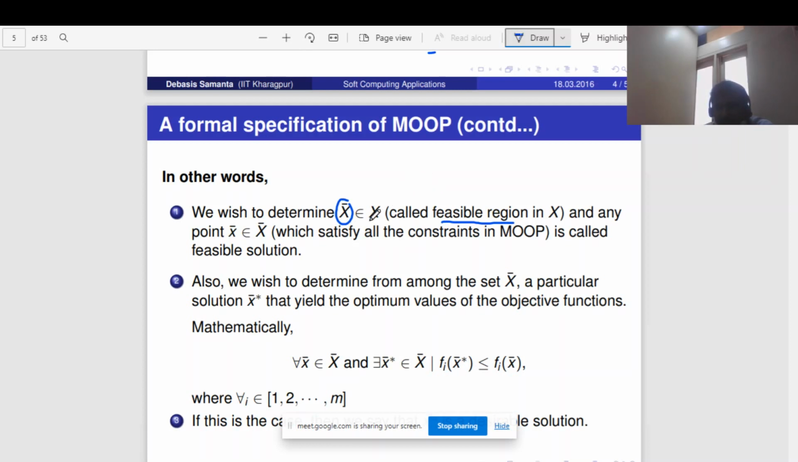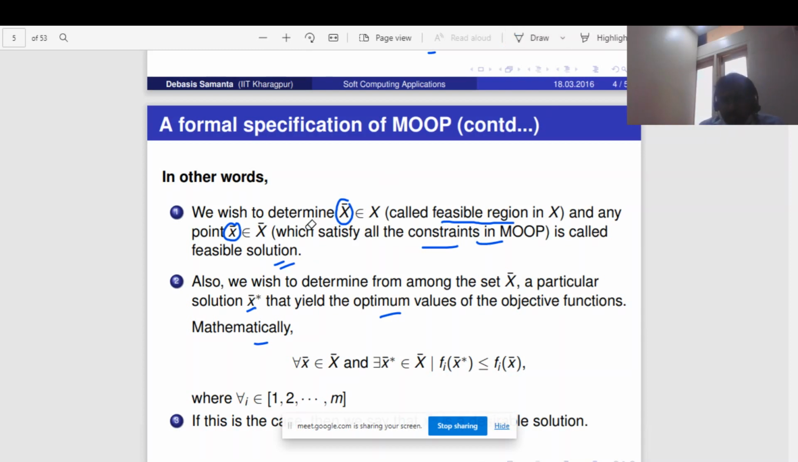Are you getting? So x dash is some solution from x, and any one point, any individual point, that is called small x dash. It is one single individual point from x dash which satisfies all the constraints in MOOP, and is called a feasible solution, okay. Also, we determine from among the set x dash a particular solution x dash star that yields the optimum value of the objective function, mathematically.